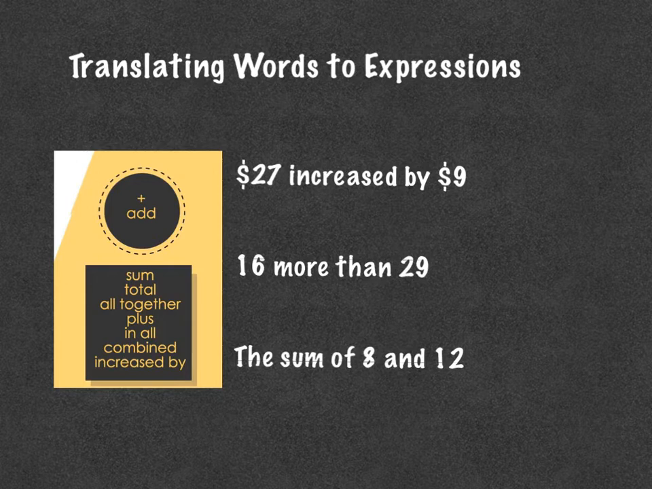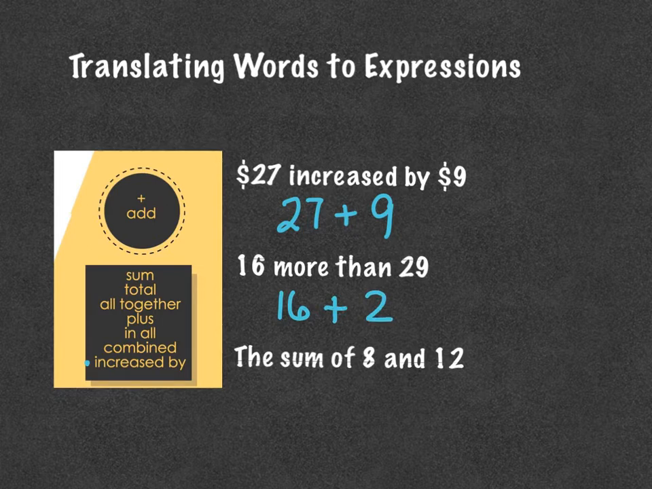So we're going to take these, and this is an addition page. This is all addition on this page. So $27 increased by $9. If we were to write this into a number sentence, we would have 27 increased, so plus 9. So over here we have increased by for one of our keywords. 16 more than 29, so you'd have 16 plus 29.